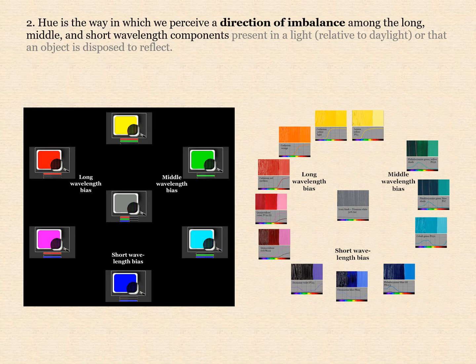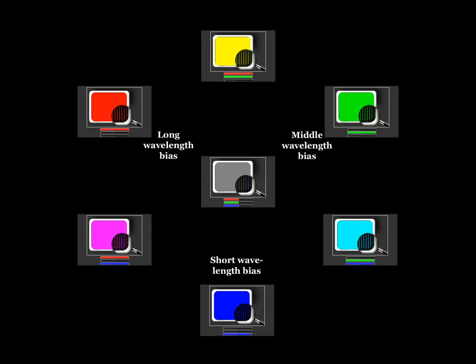This can be demonstrated very nicely on a computer screen, which not coincidentally is a device for generating light with different balances of long, middle, and short wavelength components. So we can just go around and vary the amounts of those three components. Think of this not as mixing the colors red, green, and blue, but just mixing long, middle, and short wavelength light. So when we've got a predominance of long wavelength light, we have a perception of red. When we have a mixture of long and middle wavelength light, reducing the average wavelength, we have a perception of yellow, and so on. A predominance of middle wavelengths is perceived as green, a predominance of short wavelengths is perceived as blue, a predominance of short and long wavelengths is perceived as magenta, and so back to red.